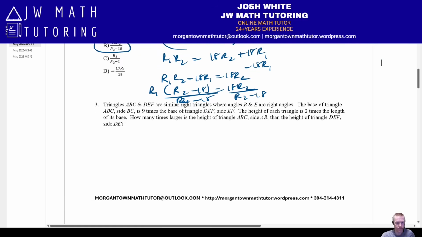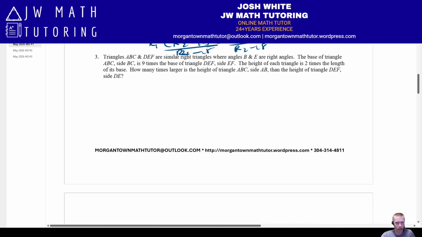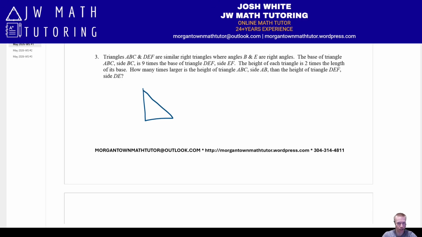All right, let's look at the next one, question number 3 here. This question says a lot of things. However, it's actually a very simple, basic question. It just contains a lot of words to try and trick and confuse you. So you have two similar triangles, ABC and DEF. The base of ABC, side BC, is 9 times the base of the smaller one. So whatever, this is x, this is 9x. Then the height of each triangle is 2 times the length of its base. So that means this would be 2x, this would be 18x, right? Just multiply the base by 2.